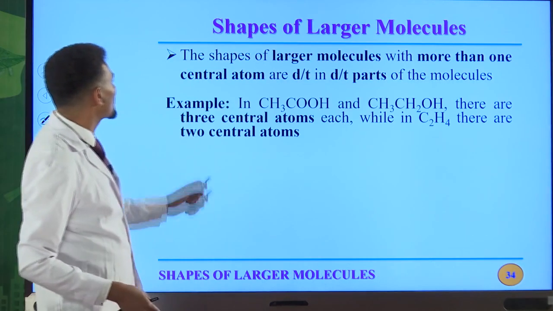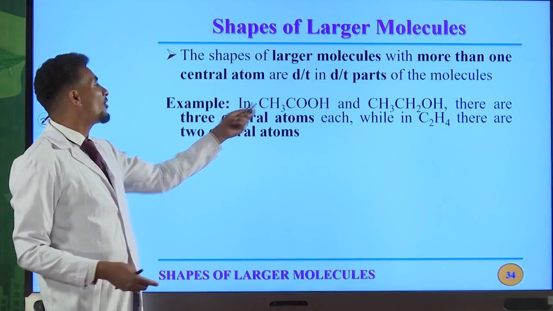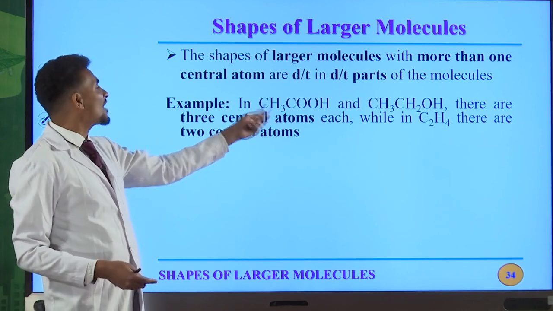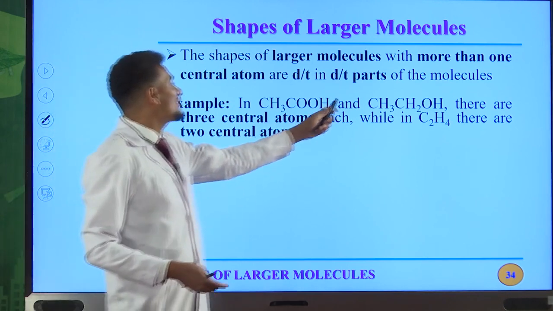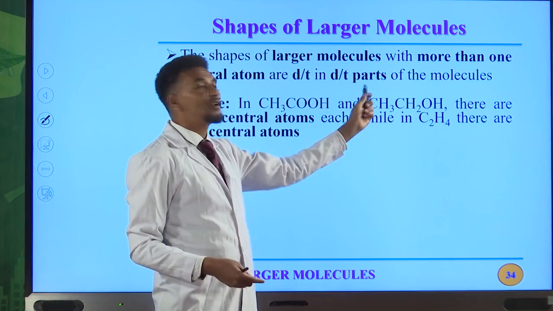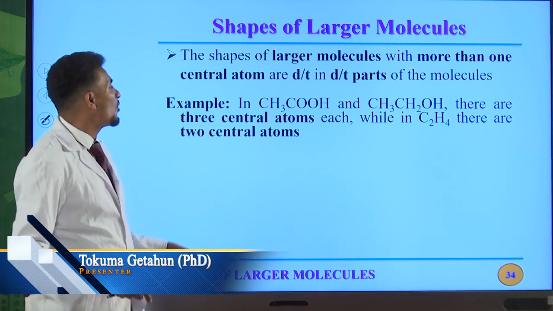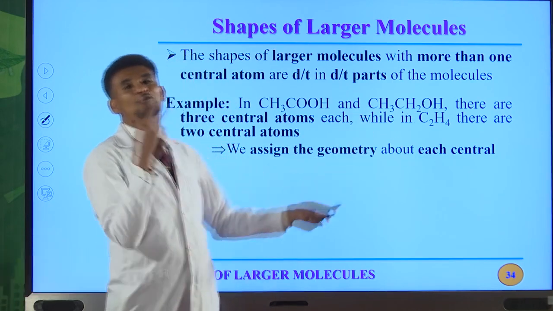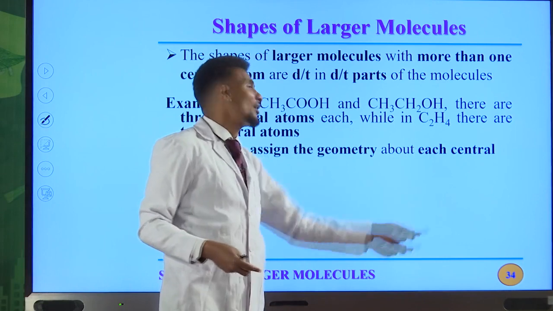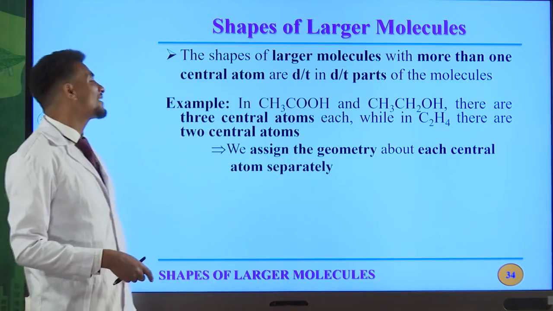Shapes of larger molecules. Shapes of larger molecules with more than 1 central atom are different in different parts of the molecule. For example, look at this molecule, CH3COOH. This is acetic acid or ethanoic acid, but this is ethanol or ethyl alcohol. Each of them has 3 central atoms, while C2H4, ethene or ethylene, has 2 central atoms.